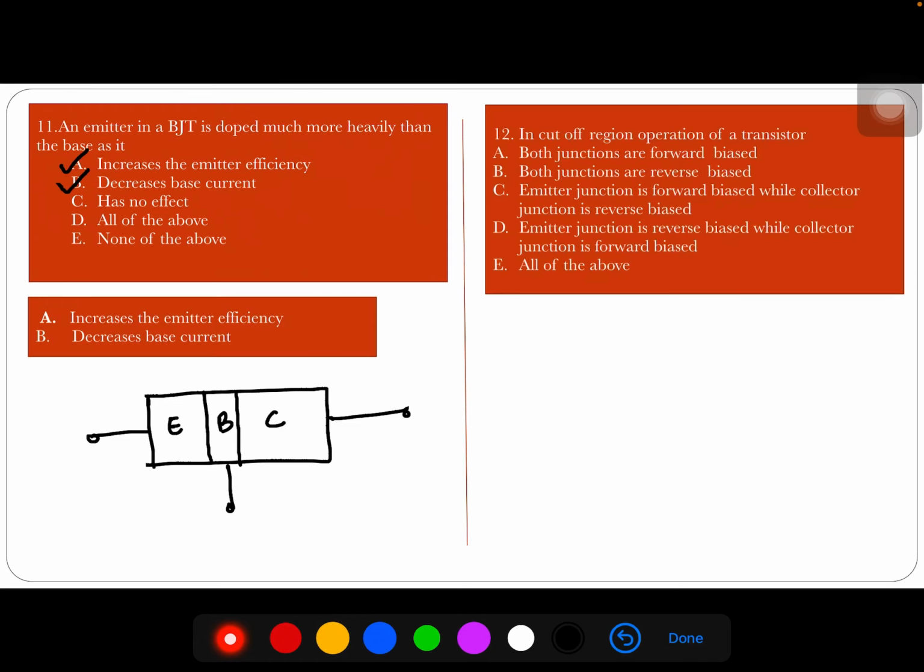Next question. In cutoff region operation of a transistor, both junctions are forward? No, I showed you it in the previous question. It's in the first question itself. That table of biasings. Okay, so cutoff region was that where you reverse bias both the junctions, that is emitter and collector base junction. We reverse bias both the junctions. Okay, so both the junctions are reverse biased. That is option B is the correct answer.